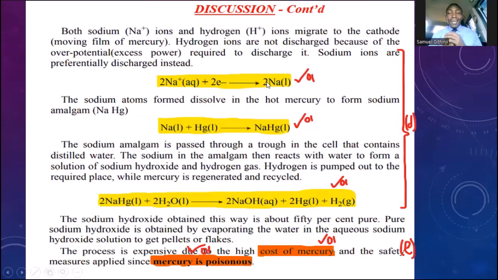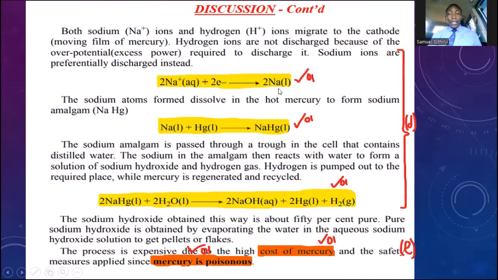We were to discuss this, or the student was supposed to discuss how sodium hydroxide and hydrogen will be formed at the cathode. Using the equation, remember the student was instructed, use the equation. Here it is, the first equation. Sodium ions gain electrons and form sodium metal, the first equation. Writing in words and you have a mark. But if you write in full in equation, 1 mark.